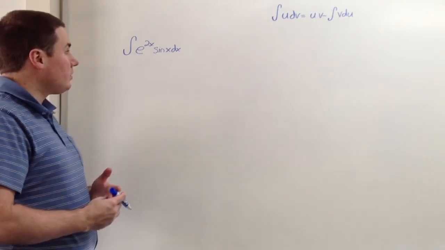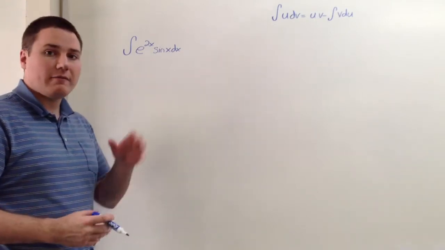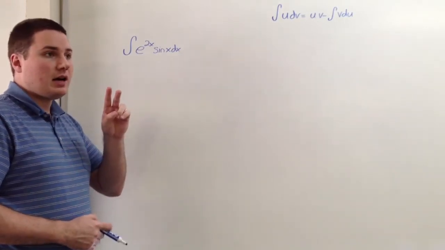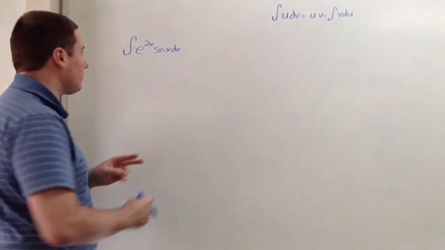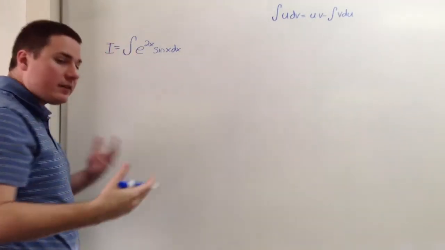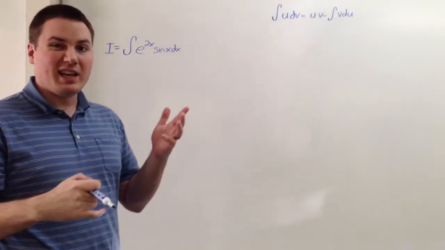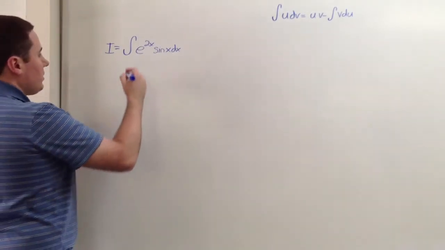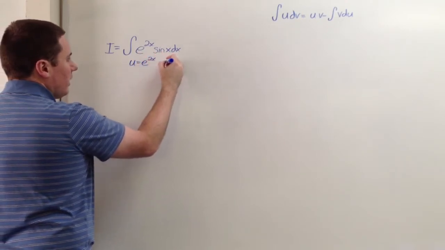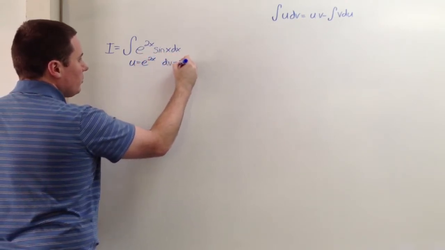So what we need to do is just have a little faith, follow me here, and do 2 steps of our integration by parts. Also, I'm going to call this I. Whatever this anti-derives to, it's going to be equal to I. So I'm going to do u equals e to the 2x, and dv equals sine x.